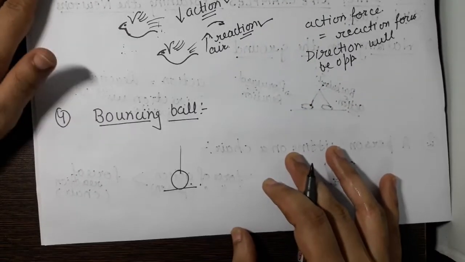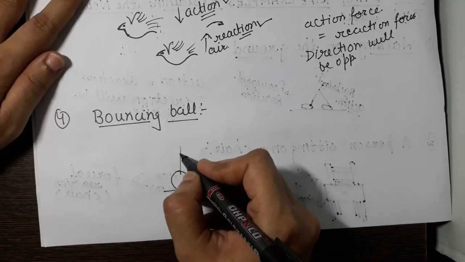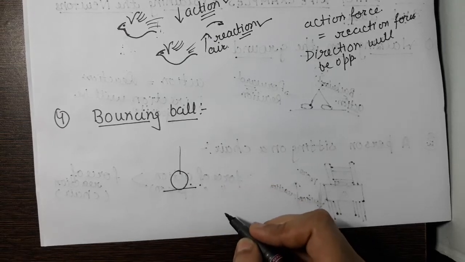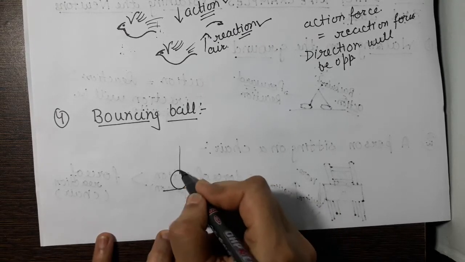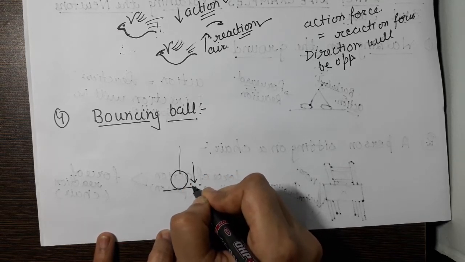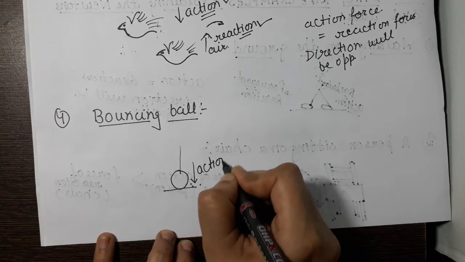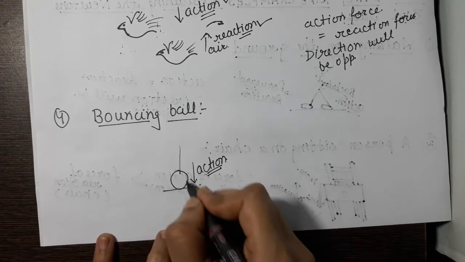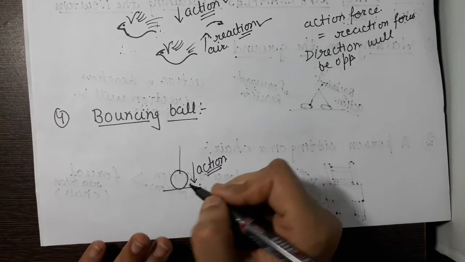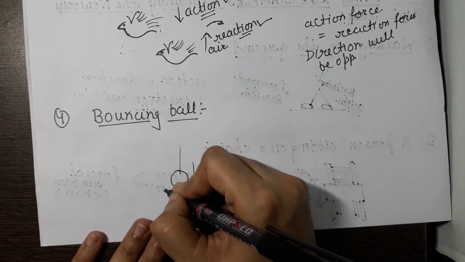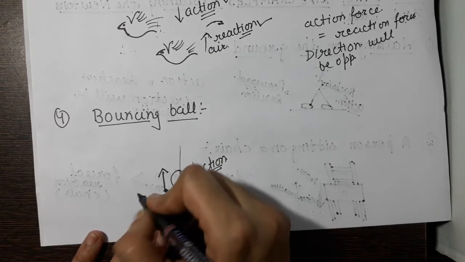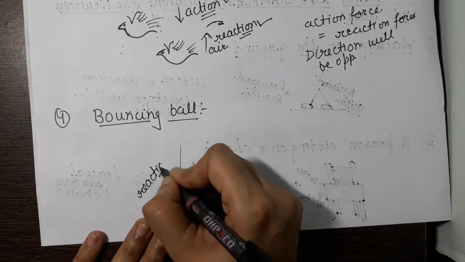Now come to the third example, that is a very common example, a bouncing ball. When we throw a ball on the ground, what will happen? The ball will bounce back. Here the ball exerts a force in the downward direction on the ground. That is the action which is applied by the ball on the ground. But in the same way, there will be some reaction. That reaction will be the force exerted by the ground on the ball, and that force will be in the upward direction, and that will be the reaction.